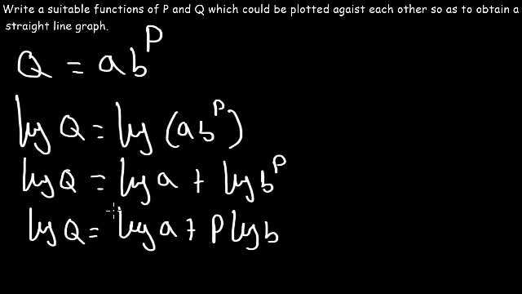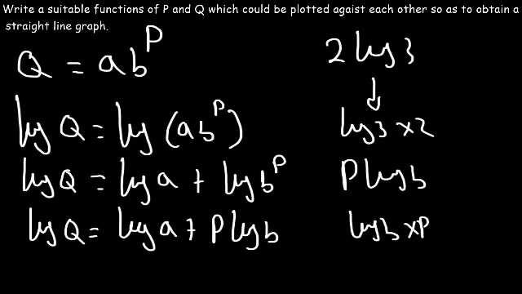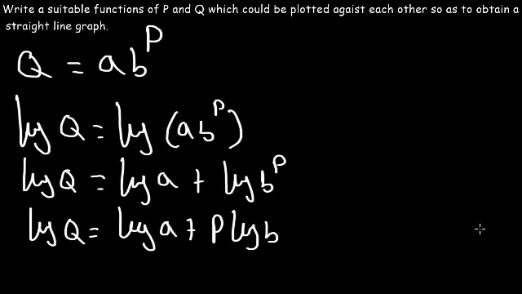Now at this point, you can clearly see that we already have a constant. We have the dependent variable. We have the independent variable. But log of b is at the front of the independent variable. So what should we do? Well, you need to keep in mind 2 log of 3 is the same as log of 3 times 2, which means p log of b is the same as log of b times p. So we are still in the right place.